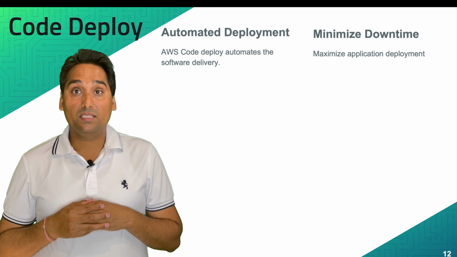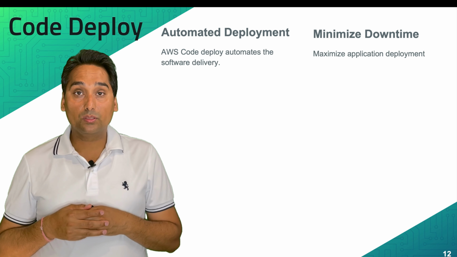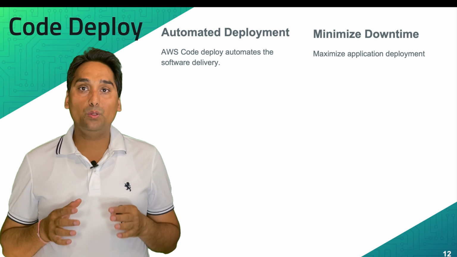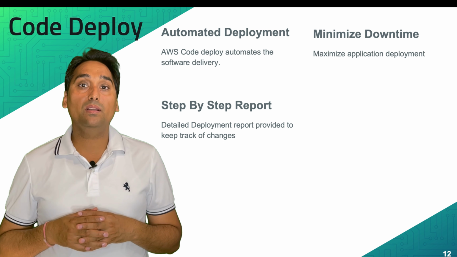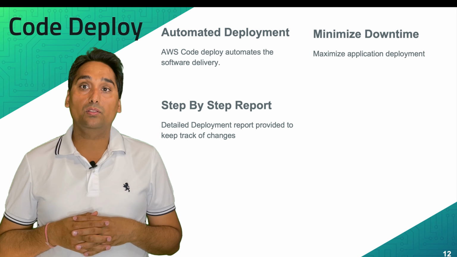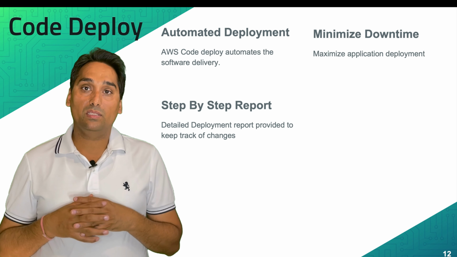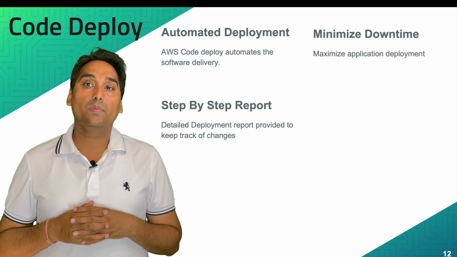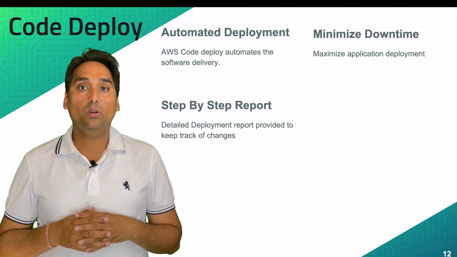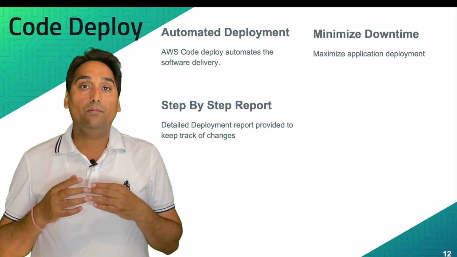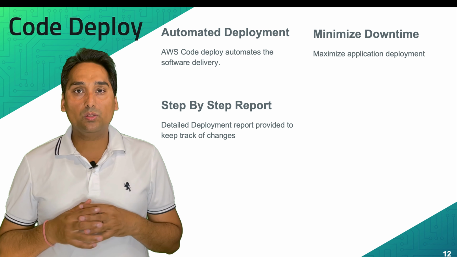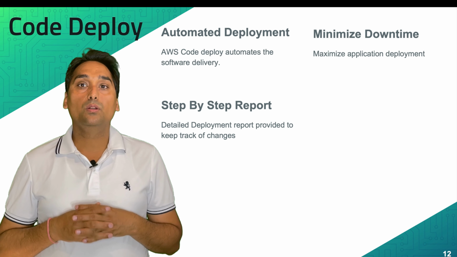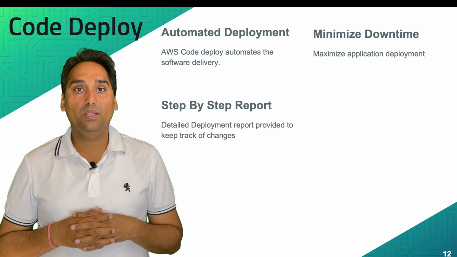Next benefit is step-by-step detailed report. So AWS Code Deploy allows you to easily launch and track the status of your application deployments through the AWS Management Console or the AWS CLI. Code Deploy gives you a detailed report allowing you to view when and where each application revision was deployed. You can also create push notifications to receive updates about your deployments.